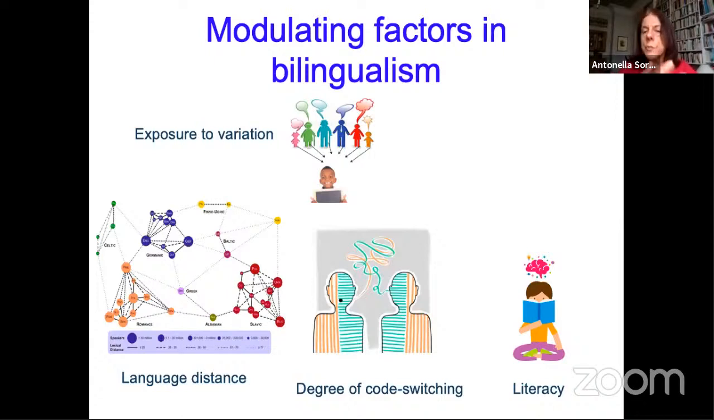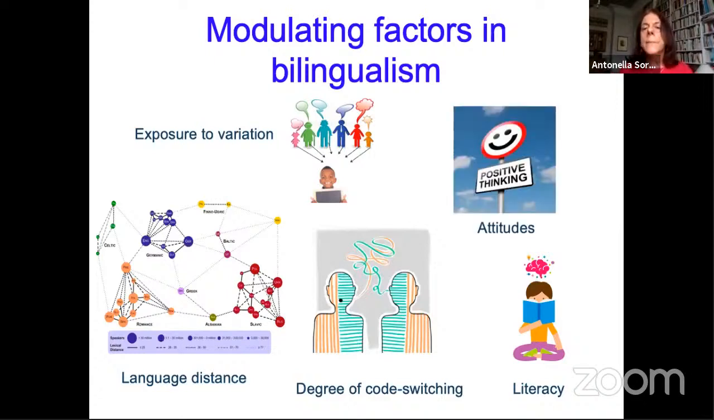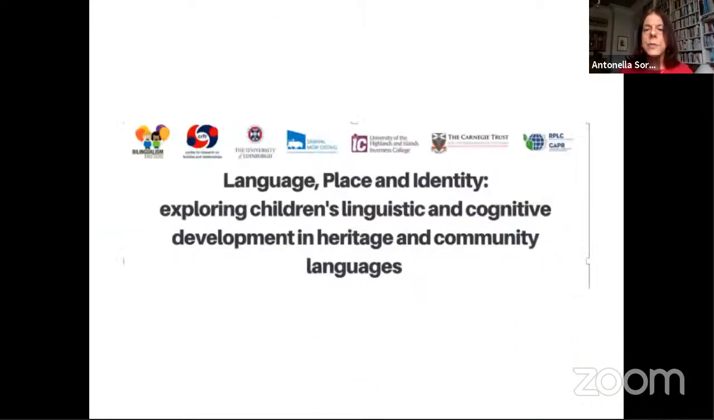The degree of code switching, as we saw before, and attitudes are also incredibly important and usually underestimated in our kind of research. And in this respect, I'd like to mention a project that we recently conducted in Edinburgh. This is an interdisciplinary project, a collaboration between linguists, psychologists, and sociologists.